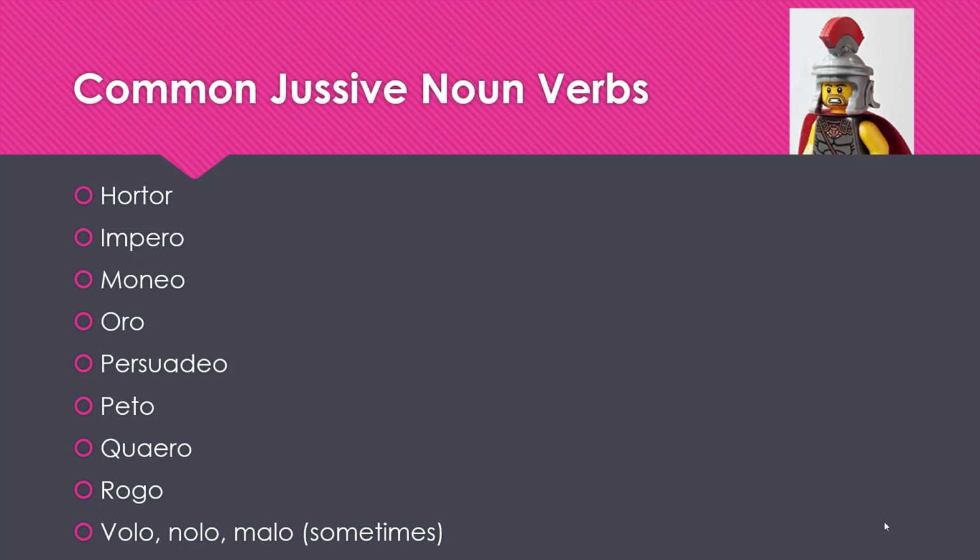Obviously, all of these verbs can be used in other ways. They don't have to be jussive noun clauses. But if you see one of these verbs and then you see an ut or a ne, maybe be thinking, hey, maybe this is an indirect command. Maybe this is one of these jussive noun clauses that we're talking about.